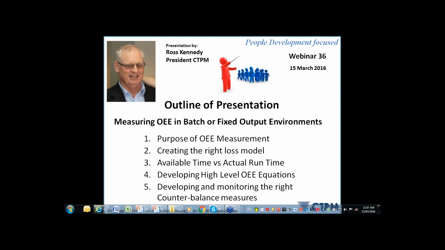But before we do, I thought we'd start very quickly with the purpose of OEE measurement, so we have clarity amongst us all and you know where we're starting from. Then creating the right loss model for those three situations. Talk about available time versus actual runtime and how that fits into the models. Developing a high-level OEE equation, or equations, to suit these three manufacturing scenarios, and then a little bit about the importance of counterbalance measures and developing those. So that's the plan for today.